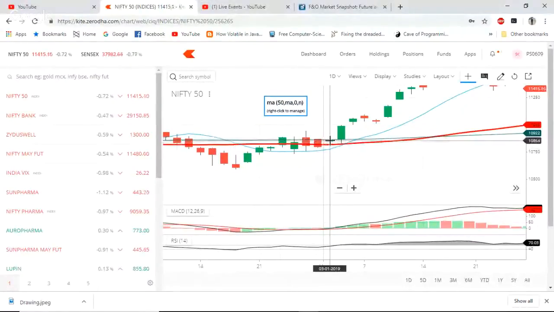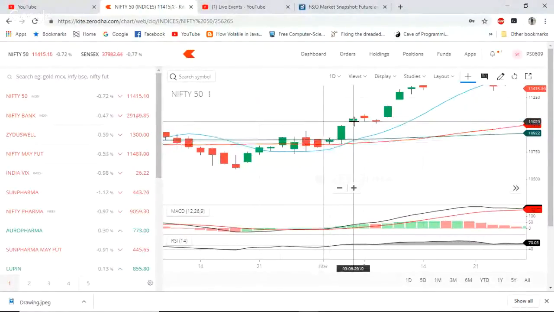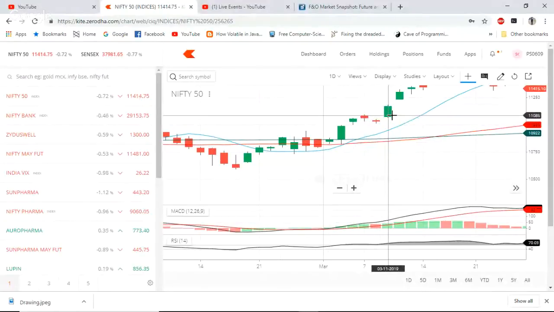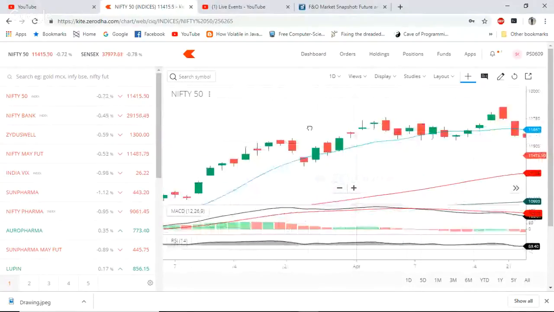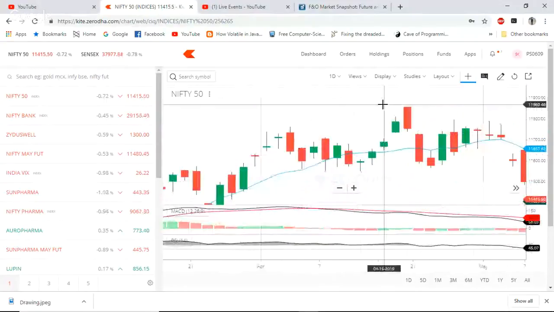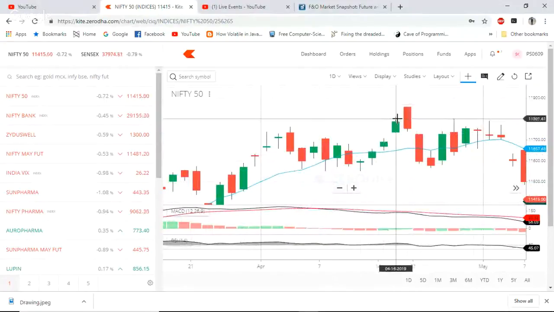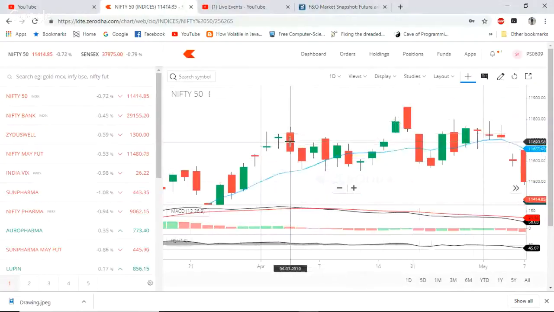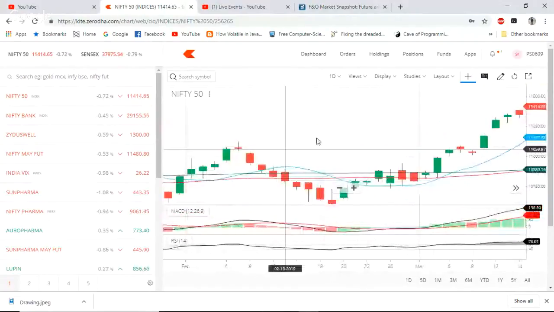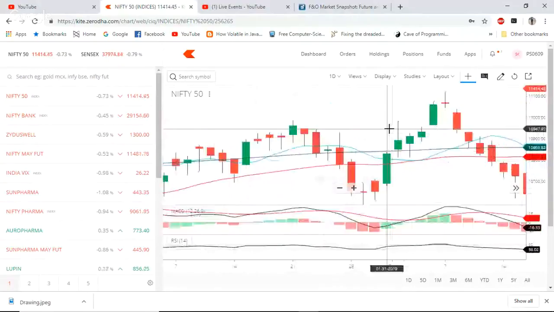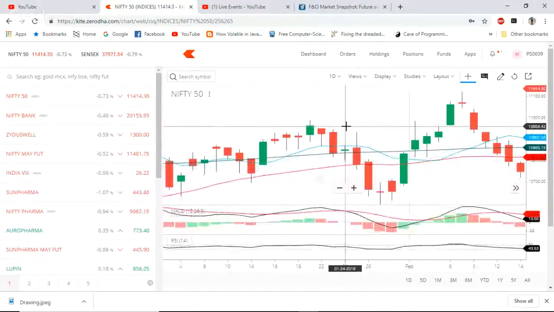So this is a narrow range day. This is a narrow range day. This is a narrow range. Whereas this is a wide range. This is also not a narrow range, this is a wide range only. You only need to consider the high and the low. Even this is a wide range. So these are different types of candles. This is what a candle is.